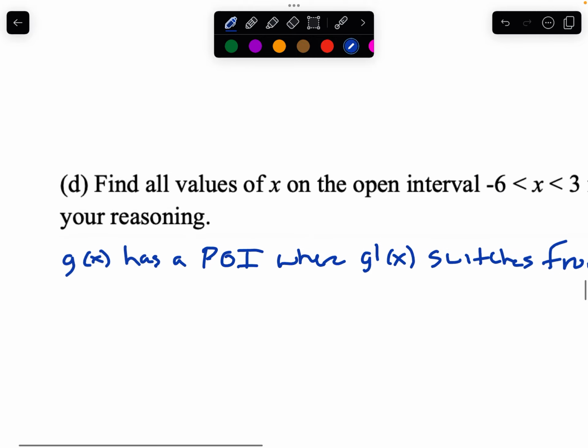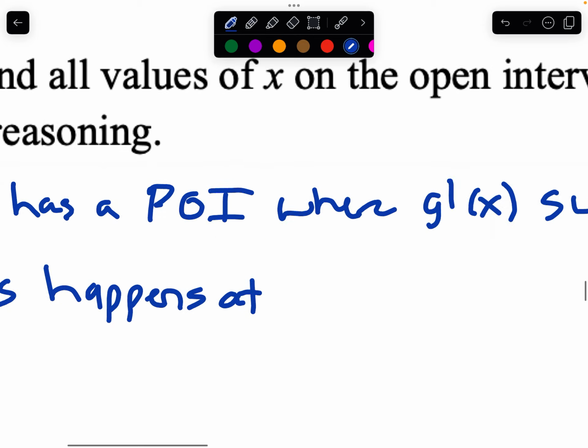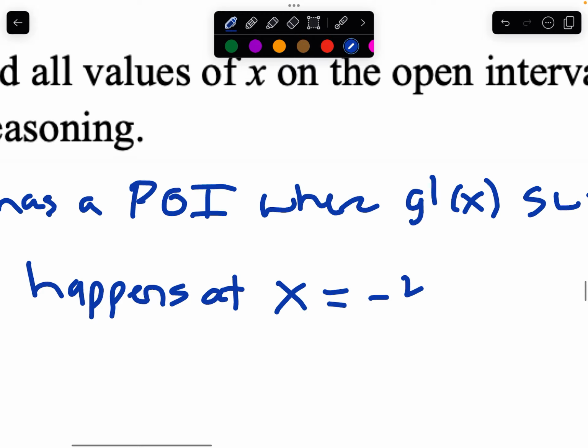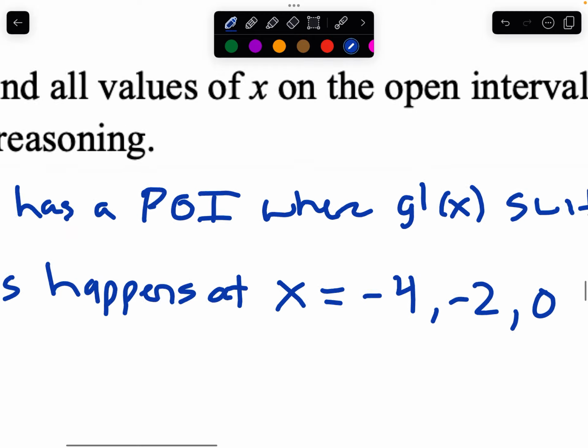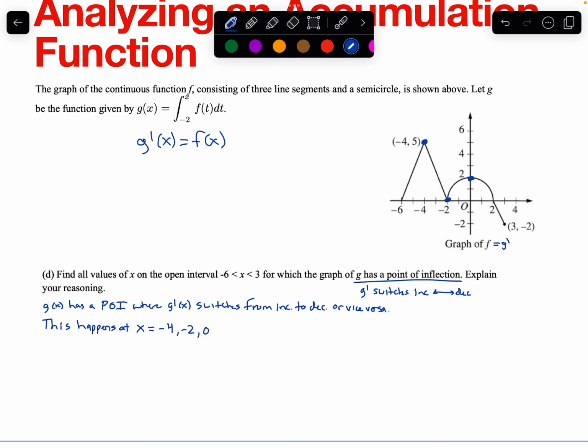Now let's write down where this happens. This happens when we found all the spots. It happens at x equals negative 4, x equals negative 2, and x equals 0. That's where the graph of g prime, which is the graph of f here, switches from increasing to decreasing or vice versa. Those are points of inflection on the graph of g.